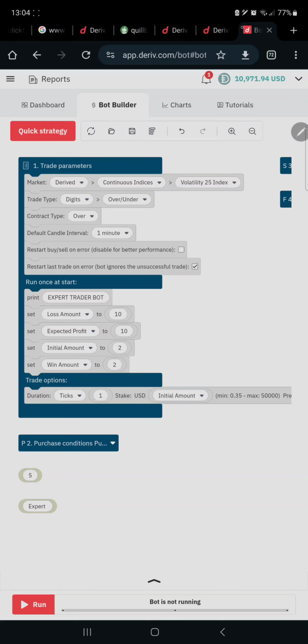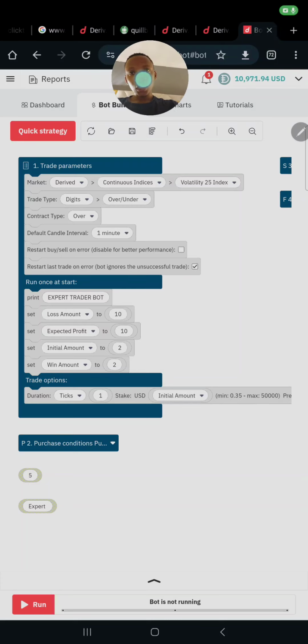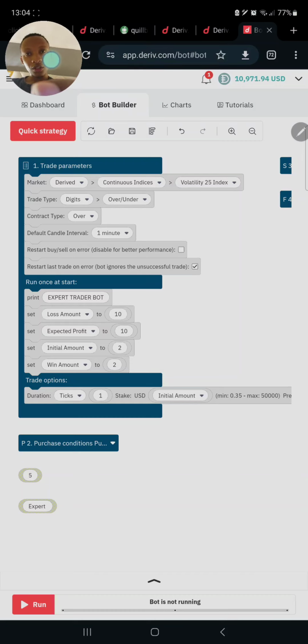Here is strategy number 2. I have shown you the first one, now let's go to the second one. Nimekuonyesha ya kwanza na ya pili. Strategy number 3 was in the previous video, so make sure you have watched it properly, itakusaidia. So strategy number 2, this is how you do it.